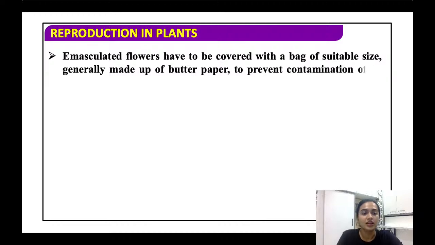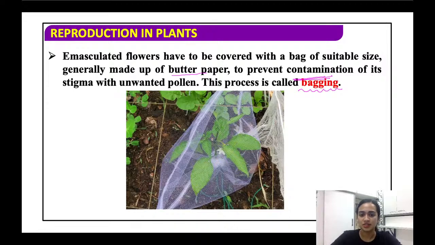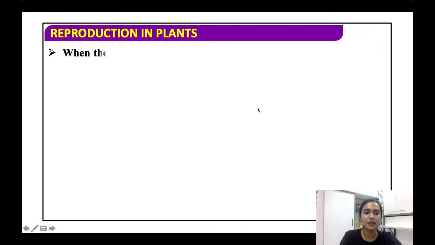Emasculated flowers have to be now covered with a bag of suitable size. Generally, the bag is made up of butter paper. All right. Why is this done? So that contamination is prevented. This step of covering the desired flower with the bag is termed as bagging. See, this is how, with the help of butter paper, the process of bagging takes place. You can see a flower here. This is completely covered with the bag so that contamination is prevented.